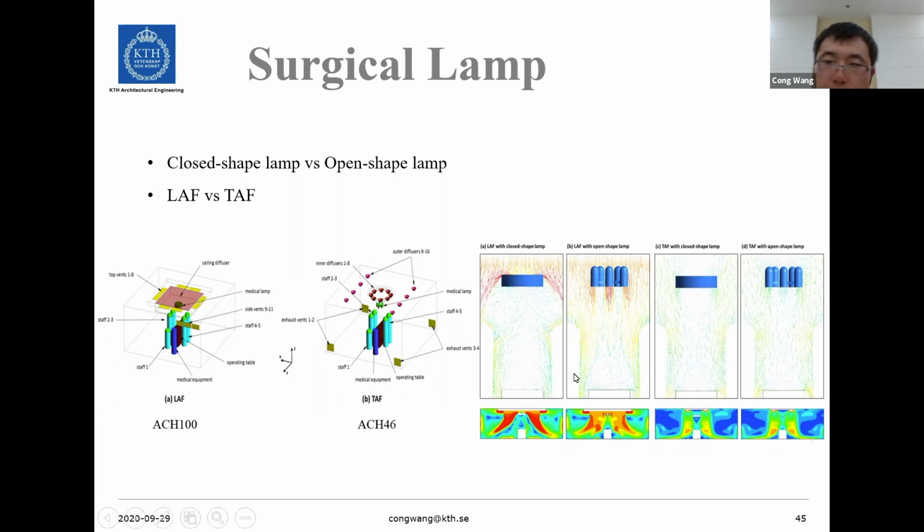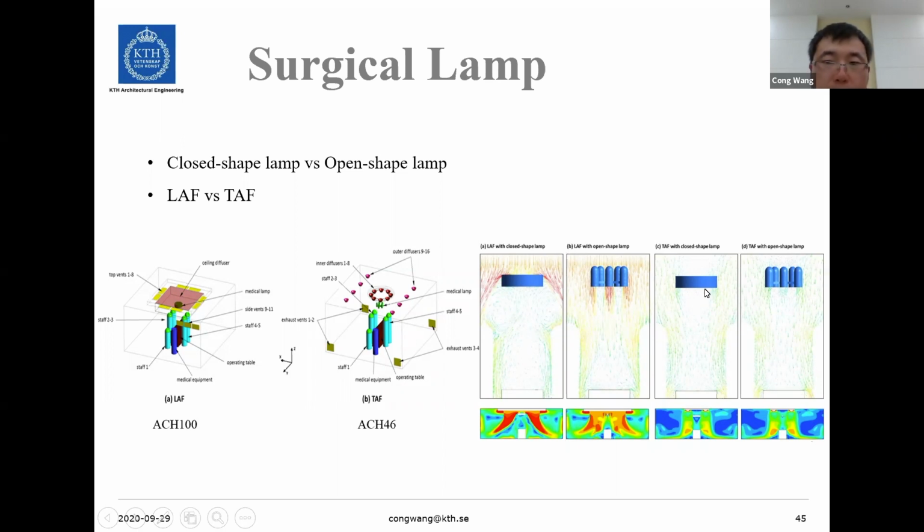So we first look at the airflow field. For the laminar airflow with the closed-shape lamp, we can identify 2 big vortices underneath the lamp. But with open-shape lamp in laminar airflow ventilation, there are no vortices. The air can pass the lamp and reach the operating table.